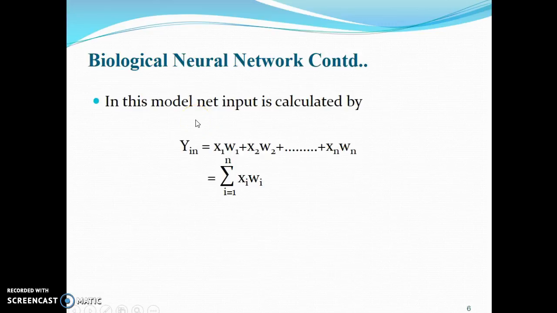Same as in the artificial neural network, in the biological neural network we also have y_in, that is the net input, equal to x1w1 plus x2w2 up to xnwn.